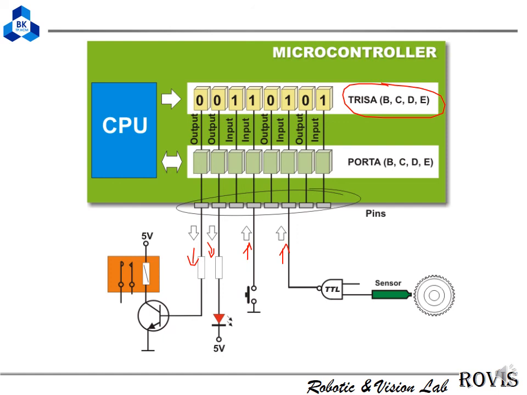And then if we want to control, we just give the value in the port. For example, we want this output to be 1, which means 5 volts, so we just give it 1. And here is 1. Because this is an input, we don't care. This is an input, we don't care, so we just give the output.